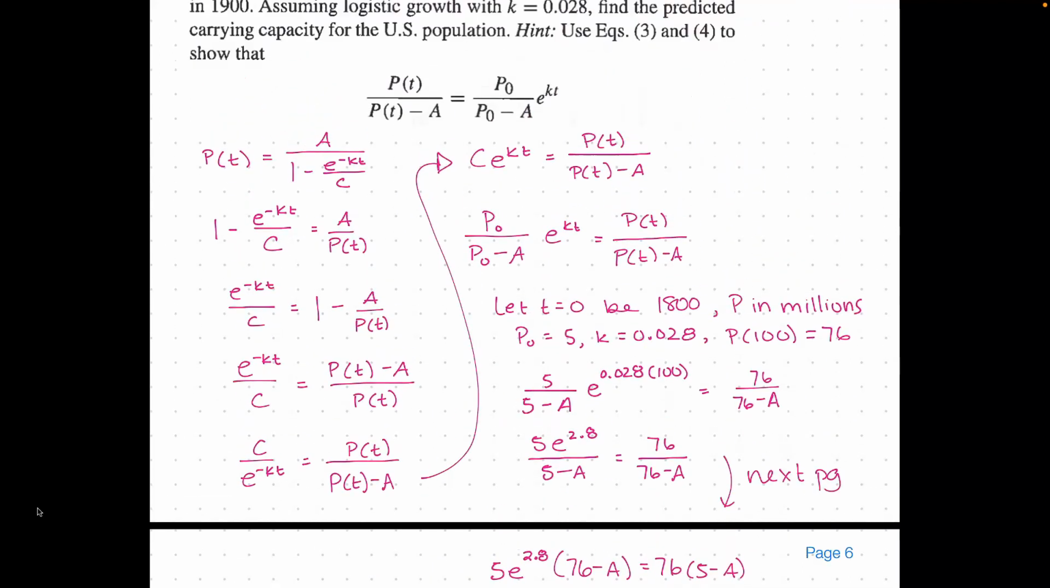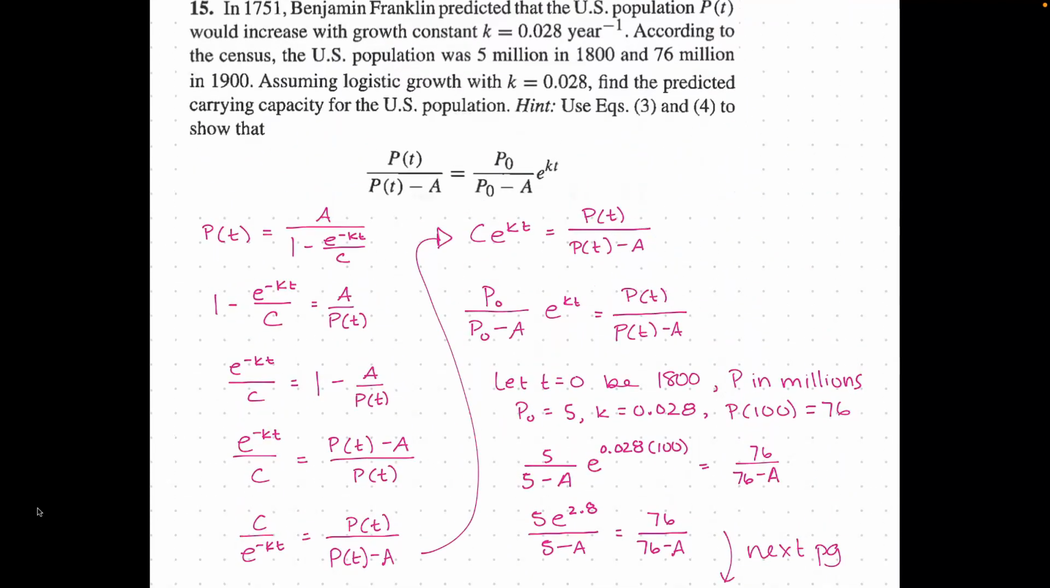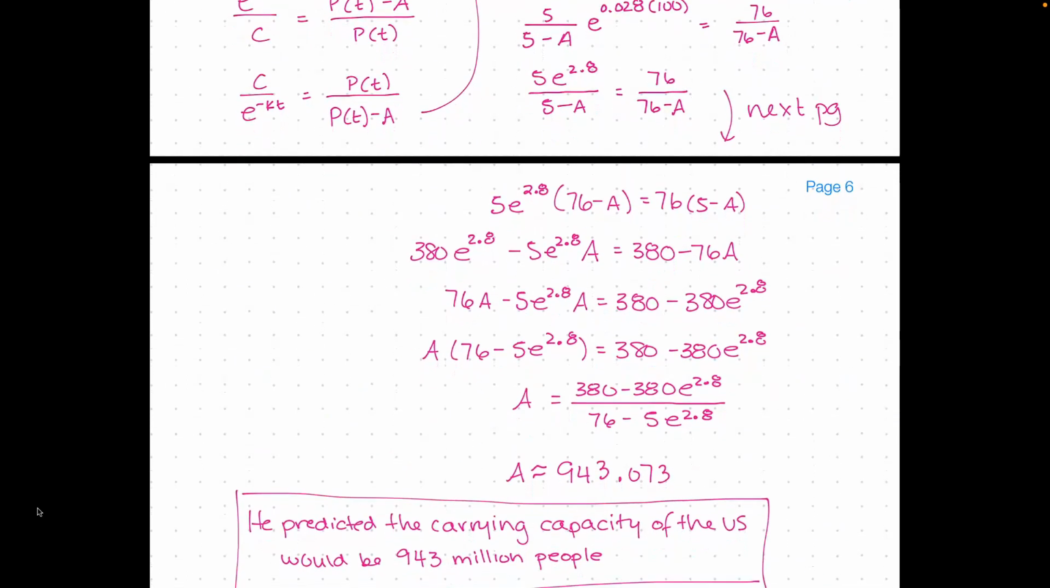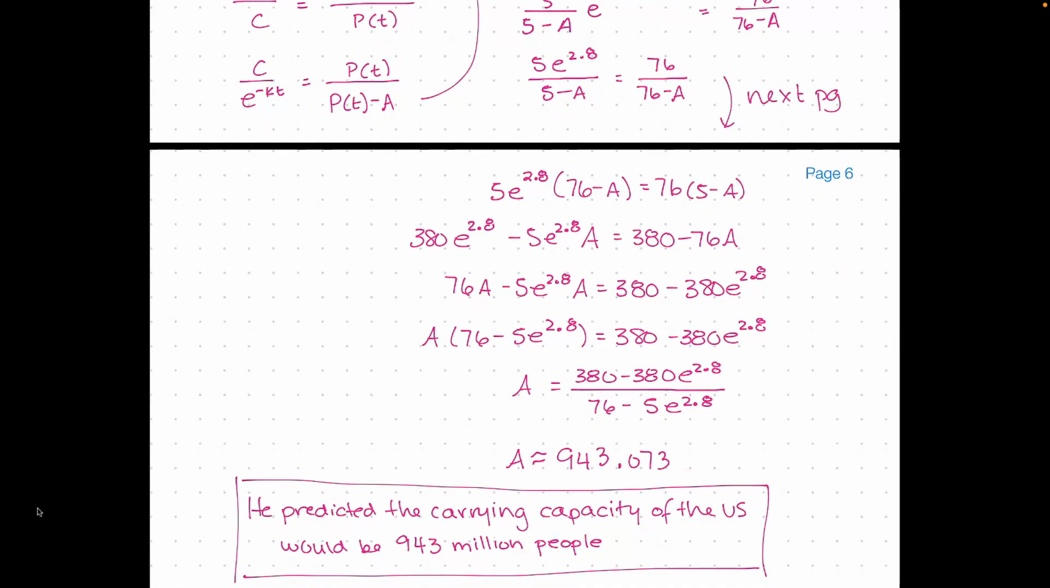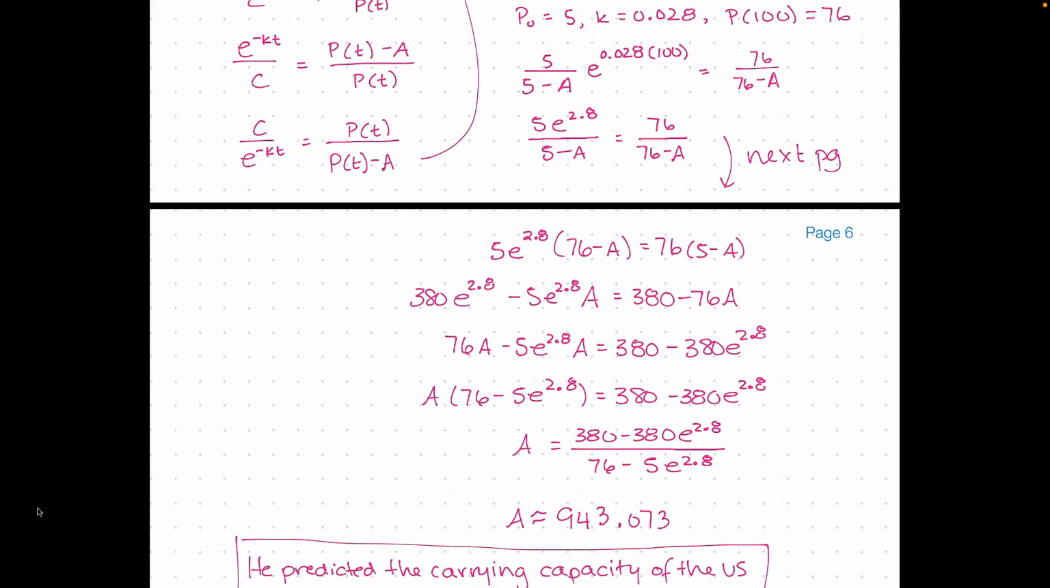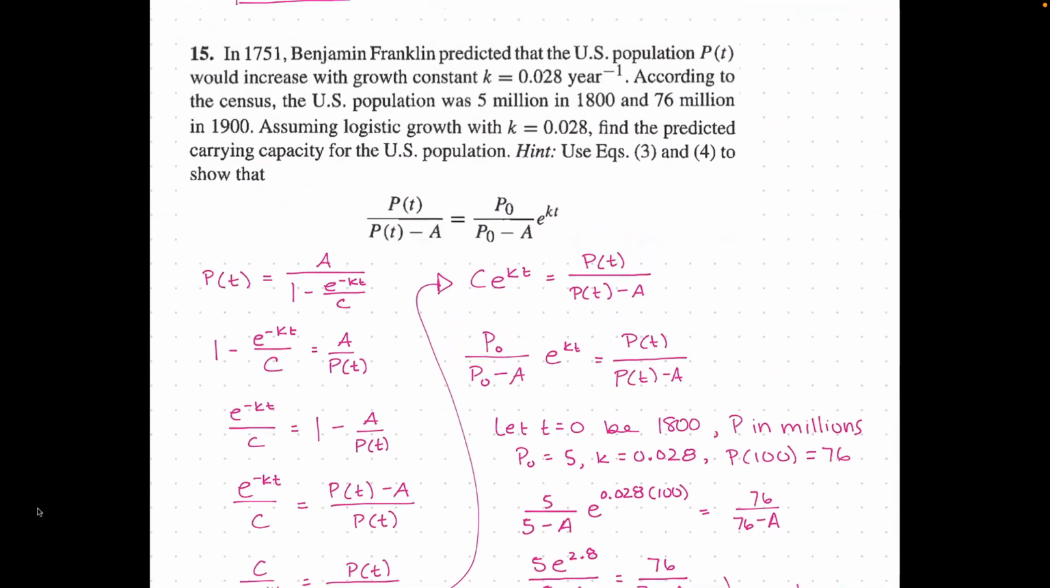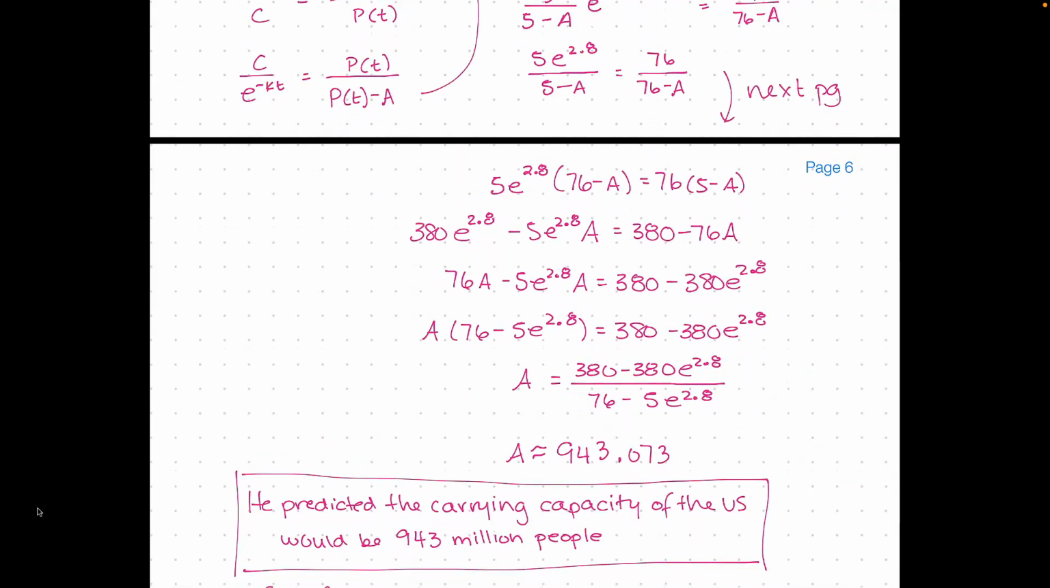And then, what were we actually trying to find now? So find the predicted carrying capacity. Oh, okay, so that's it. Then I'm just solving for A. So any questions on that? And was this the U.S.? Yeah, carrying capacity for the U.S. So 943 million carrying capacity for the U.S.